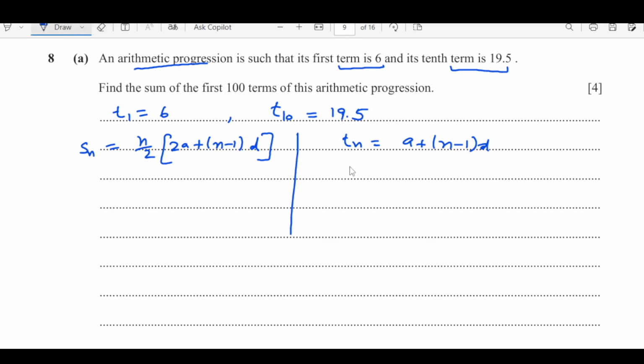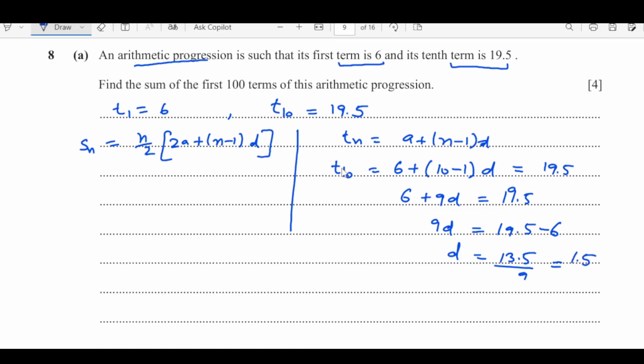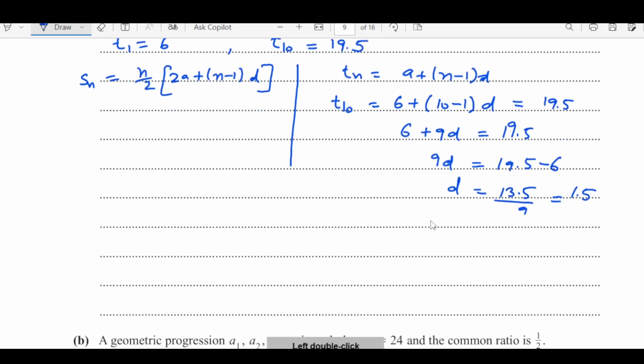So we will write down here T10 is a, which is 6, plus 10 minus 1 into d, and this is given to us as 19.5, right. So this is 6 plus 9d equals 19.5. So 9d equals 19.5 minus 6, which is 13.5, and d is 13.5 divided by 9. So this is 1.5, right. So d is 1.5. So we got d as 1.5.